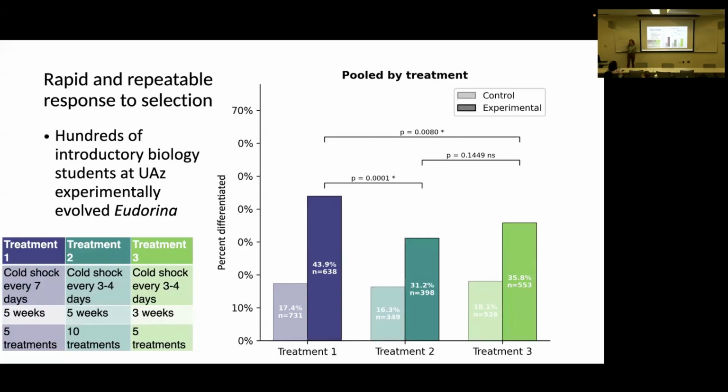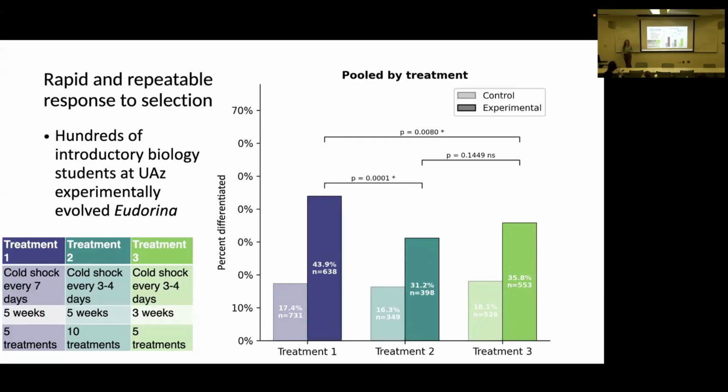And the first time they did this, which was a year ago, we did 3 different treatments to see if these results are robust to the specifics of the treatment conditions. So in treatment 1, colonies were cold shocked once a week, and this was repeated 5 times. So they experienced 5 rounds of selection.